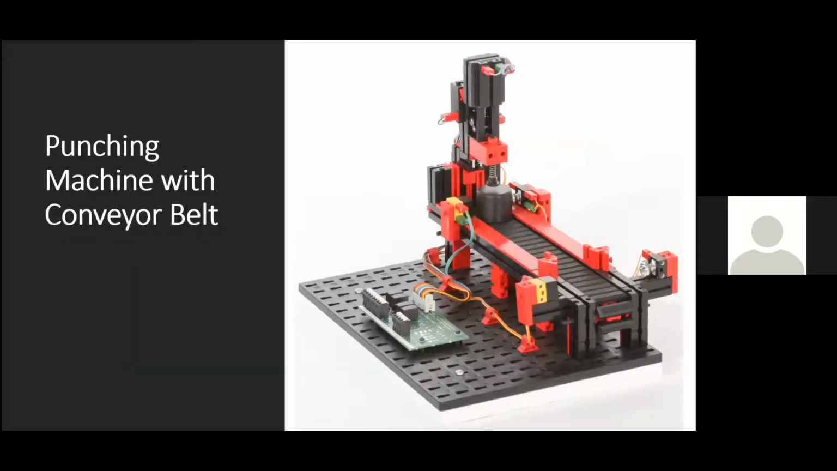The next model is a variation of the conveyor belt, which includes a punching machine. This features essentially the same conveyor as we just looked at, except this time with the machining station built onto it. Components on this model include 2 excess motors, 2 push-button limit switches, 2 photo transistors, and 2 LED light barriers.